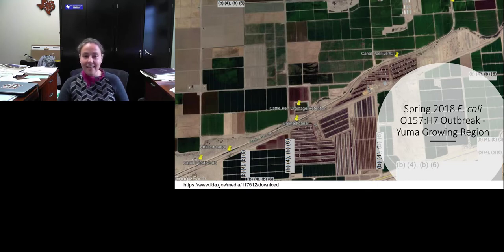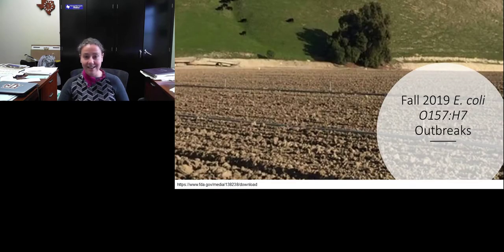Well, then they published the report on the fall 2009 E. coli O157:H7 outbreak. This is from the Salinas Valley growing region. It was actually 3 separate outbreaks. There were different strains of E. coli, but still caused quite a few illnesses from a common grower in that area.